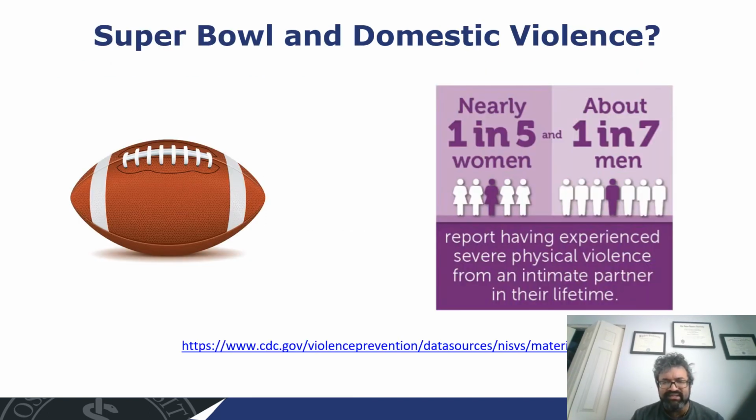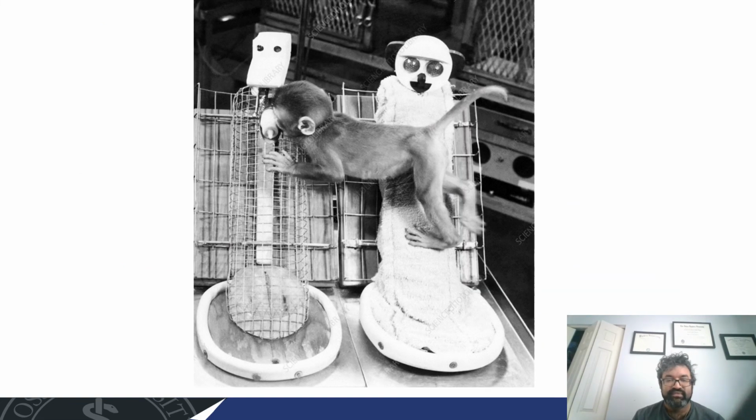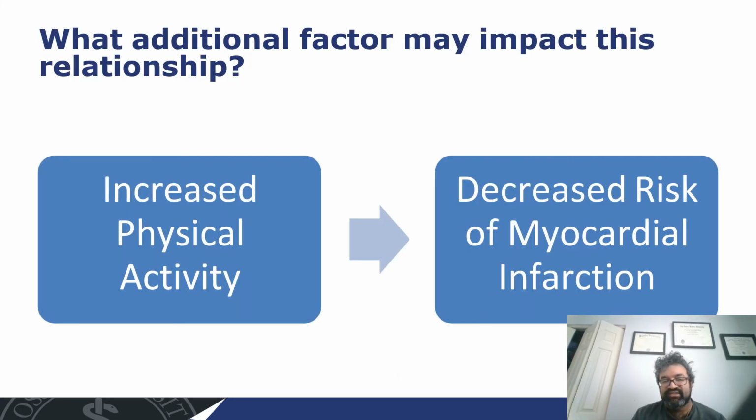Super Bowl and domestic violence. This is an example of a rate that is interesting. Nearly 1 in 5 women and 1 in 7 men report having experienced severe physical violence from an intimate partner in their lifetime. So this is an interesting picture. So what additional factors may impact this relationship?